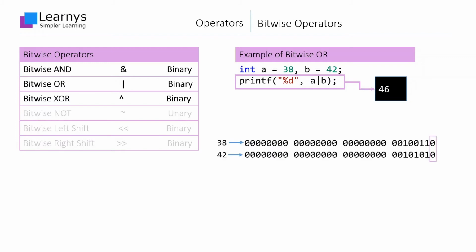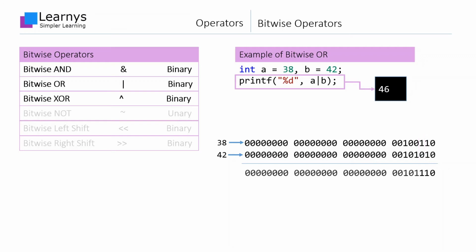It was already mentioned that the bitwise OR operator generates 1 if at least one of the 2 bits being compared is 1. This is the bit pattern of 38 and 42. The least significant bit in both the operands is 0 and hence the OR operator will generate 0. The second least significant bit in both the operands is 1 and hence the OR operator will generate 1. The third least significant bit is 1 in 38 and 0 in 42 and hence the OR operator will generate 1 in this case.